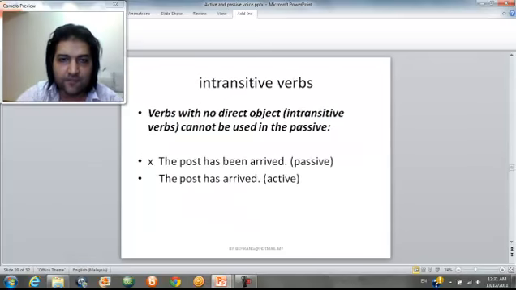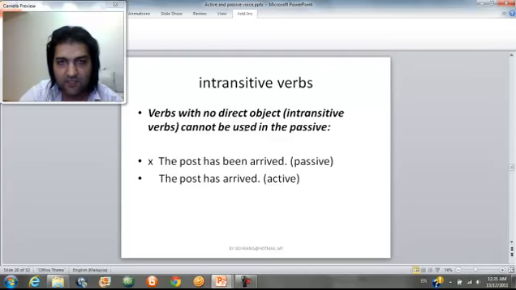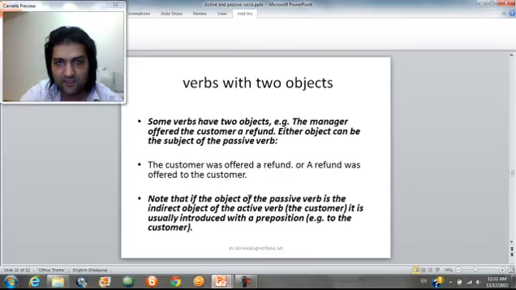Intransitive verbs. Verbs with no direct object, we call them intransitive verbs. Intransitive verbs cannot be used in the passive. The post has been arrived, in the passive, is definitely wrong. You'd better go, the post has arrived. You should use the active form for the verb arrive, because it's an intransitive verb.